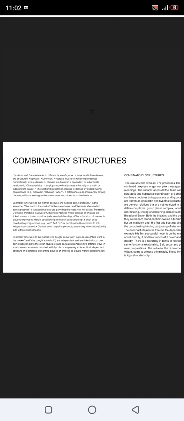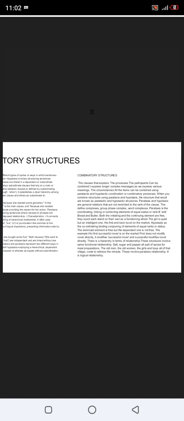Hypotaxis and parataxis represent two different ways in which sentences are constructed, with hypotaxis employing a hierarchical, dependent structure and parataxis presenting clauses or phrases as equal, without subordination. Combinatory structures are the clauses that express the process; the participants can combine to express longer, complex messages as you express various meanings. We're still looking at parataxis and hypotaxis, the generals that are not restricted to the rank of the clause. We've discussed most of the things here.